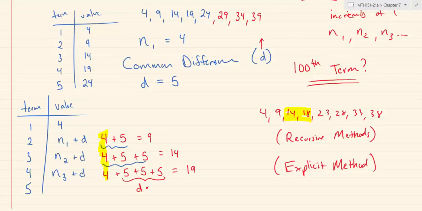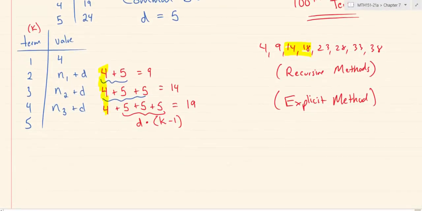What value? How many times am I adding 5 to itself? 3 times. And what term is this? This is the fourth term. n minus 1. Yeah, it's n minus 1. That's exactly right. Let's see if this works.